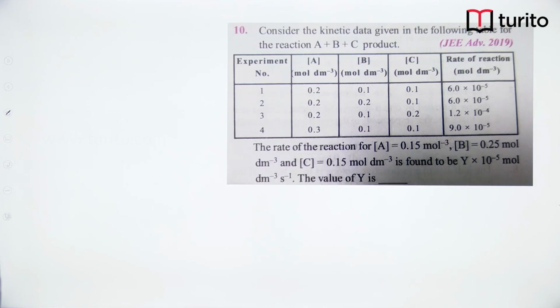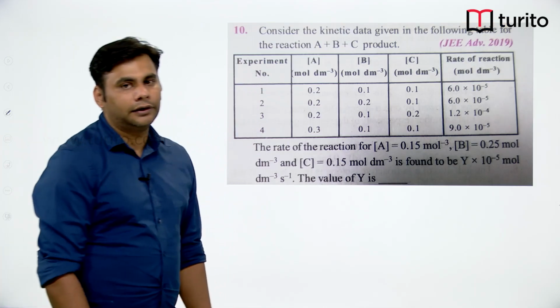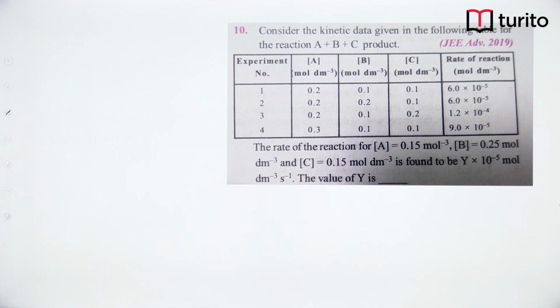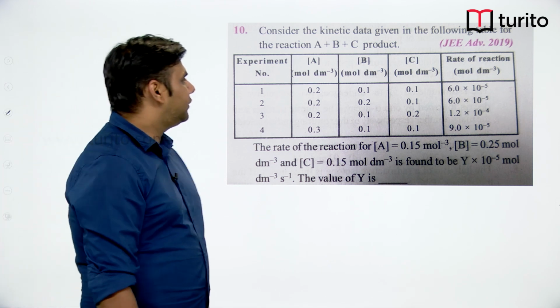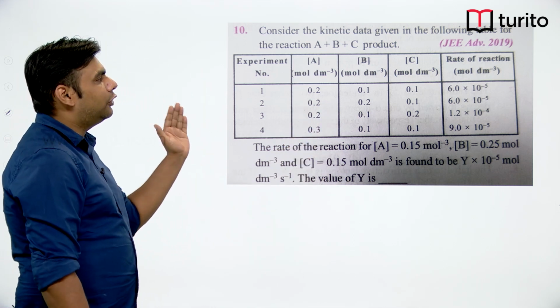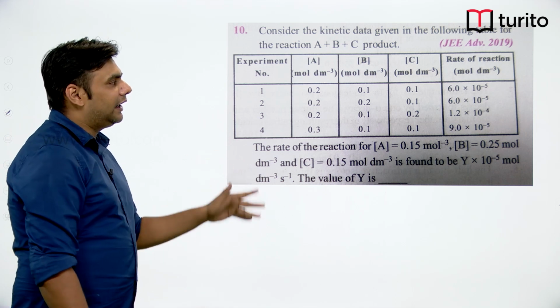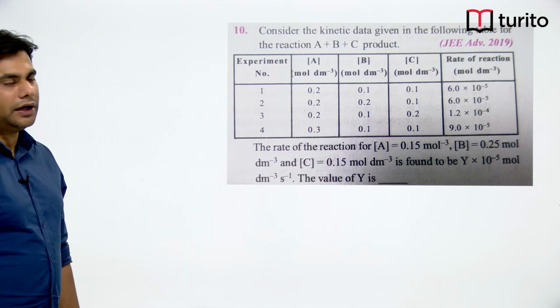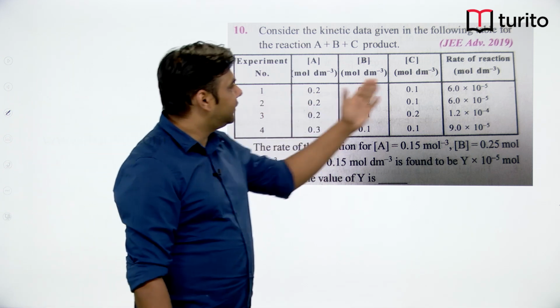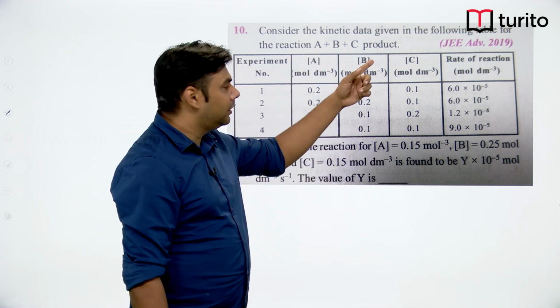So just look at this question. This was JEE Advanced 2019, that means like the last year paper only. So just have a look. We have been given kinetic data where a reaction A plus B plus C is changing into some product, and some concentration values of A, B and C are given to us and rate of reaction has been given to us. So basically we don't know the order with respect to A, B and C, and that is why this data has been given to us, because there are 3 unknown orders.